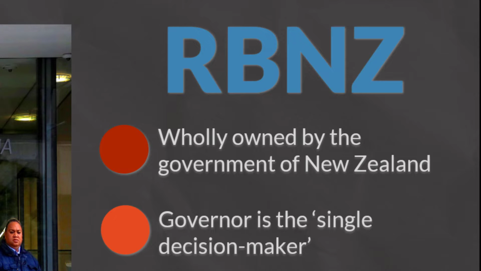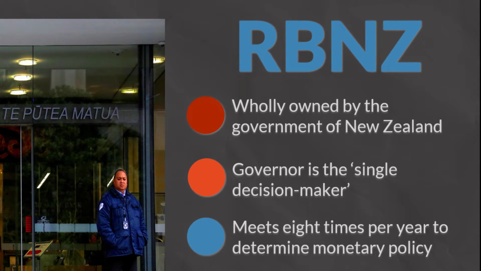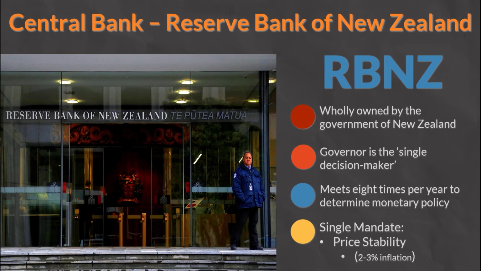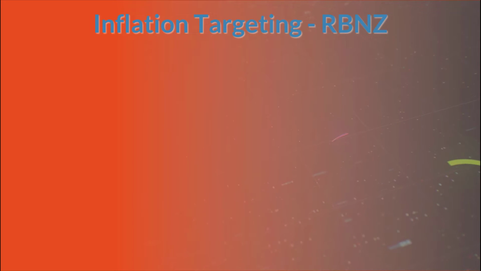And we're going to go into that because one of the most interesting things about the Kiwi is the RBNZ. Now, the governor of the RBNZ is the single decision maker. Look, there are lots of committees, there's lots of advice given, but in the end, the governor says yes or no. There's no vote by members, no people arguing. The governor is kind of like the authoritarian of the RBNZ. Now, they meet 8 times a year to determine monetary policy, and they have one single mandate. It is price stability.